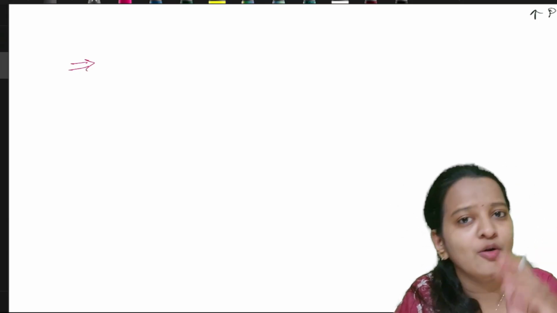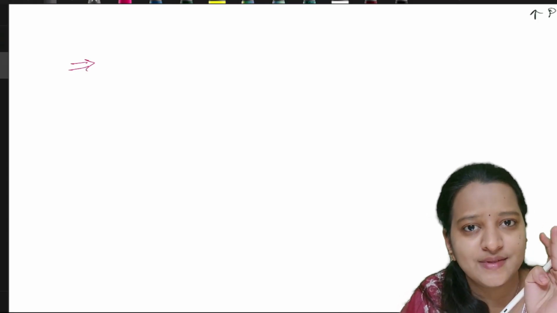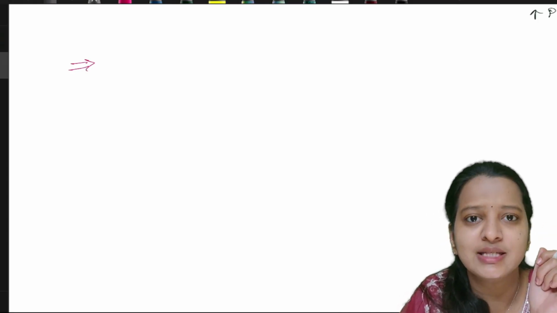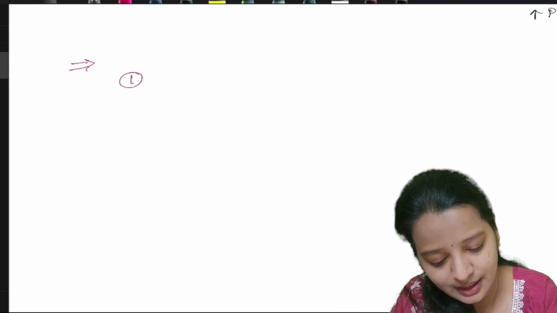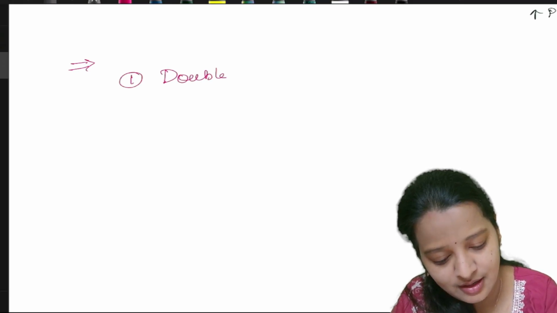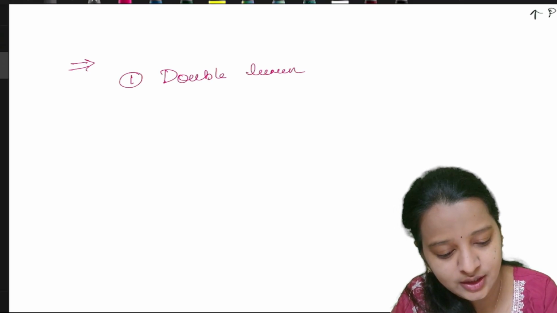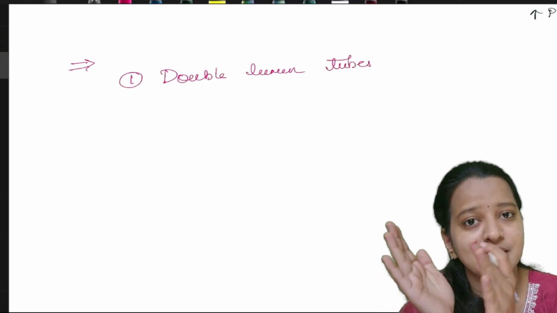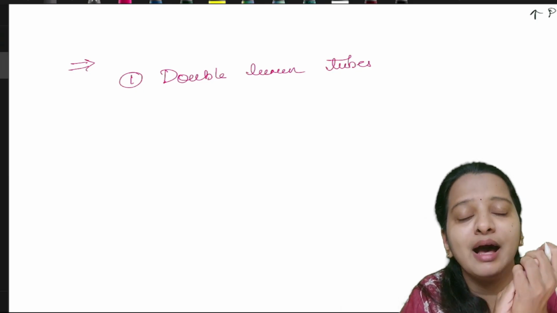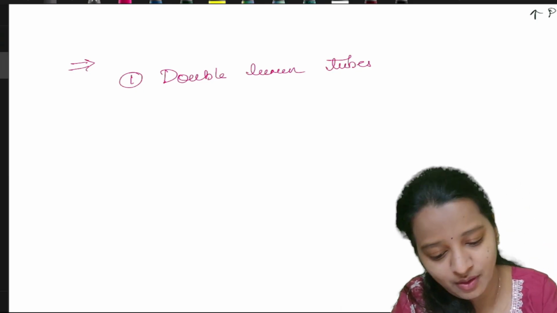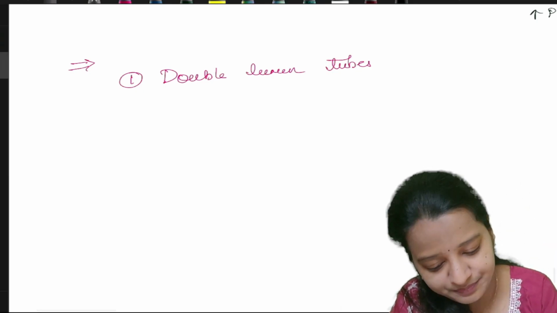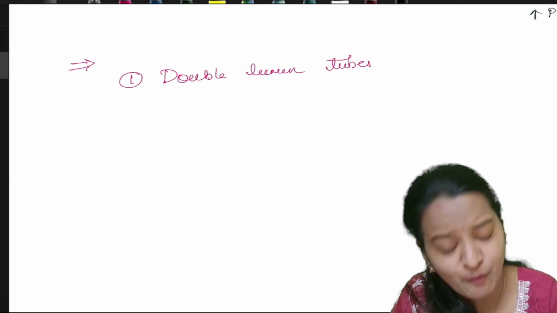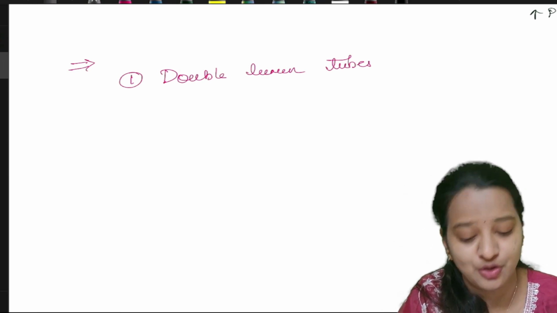So we have already discussed there are four ways. In those four ways, let us see the first one: double lumen tubes. Again, double lumen tubes might be a separate question, or it may be asked in viva as a spot. So first, subheading: what are the types of double lumen tubes you know?